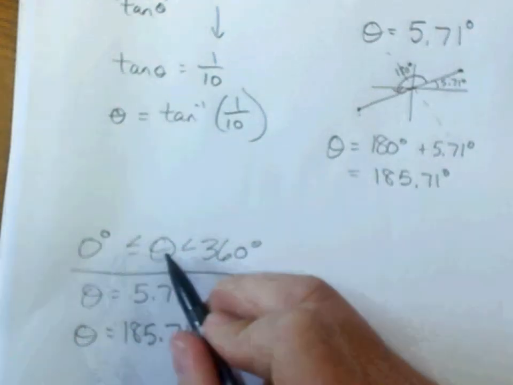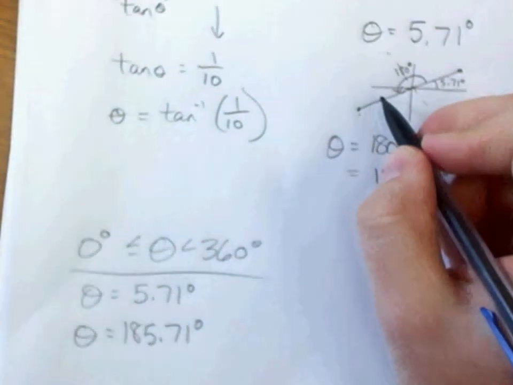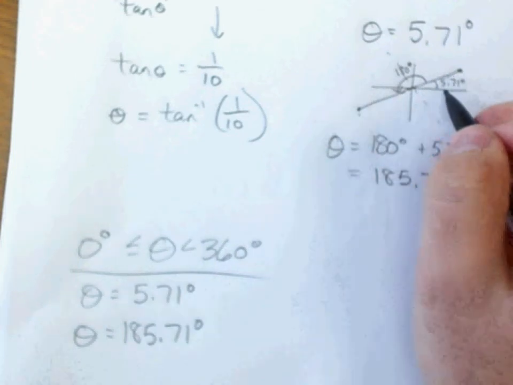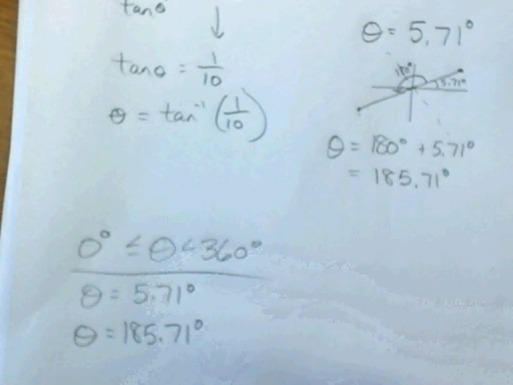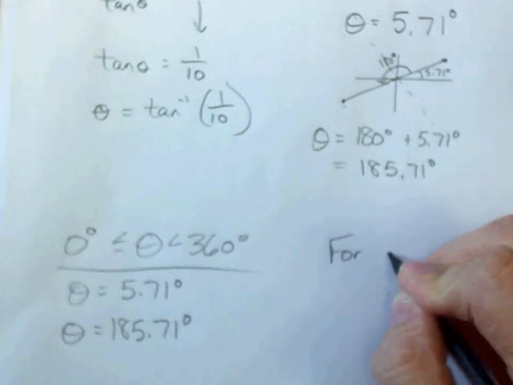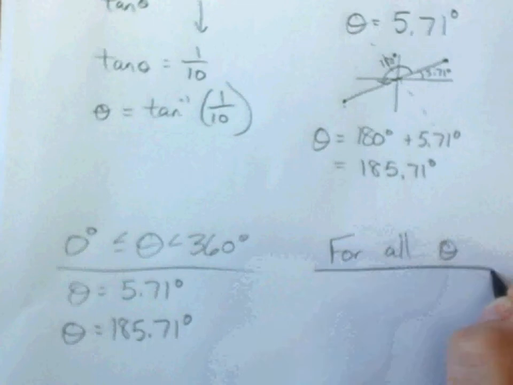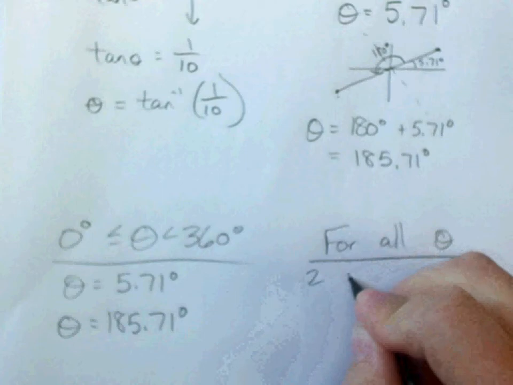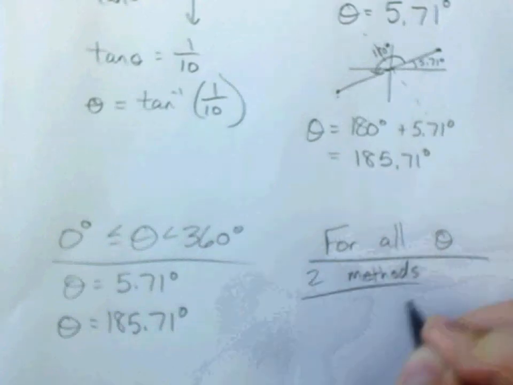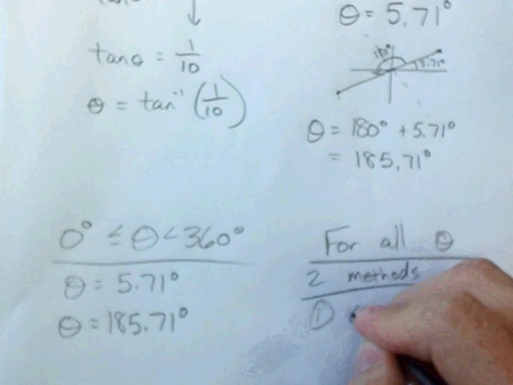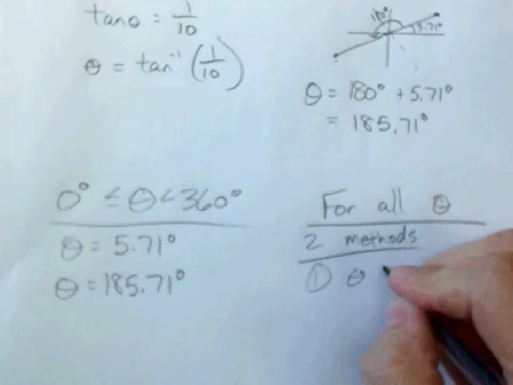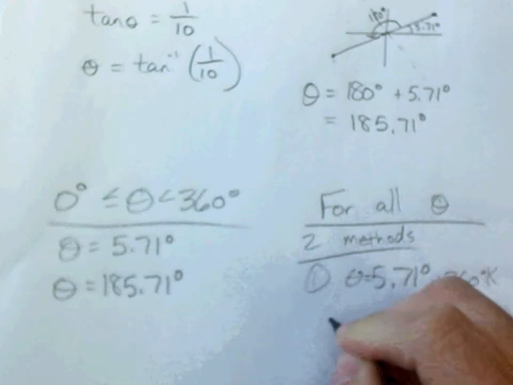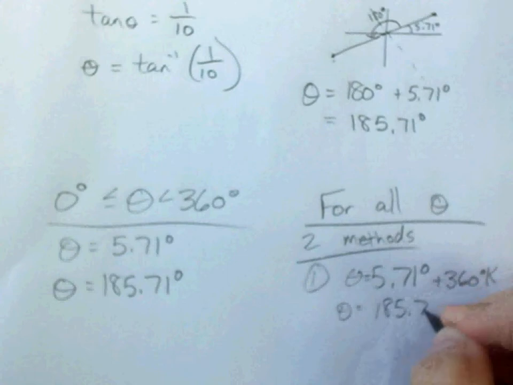If I went the other direction, I would have a negative angle. If I went around again, or if I ended up back over here, it is now greater than 360 degrees. Those are the only two that happen within one revolution. But when I ask for all values of theta, or all angles, there are an infinite number of solutions. So we have two methods when it comes to tangent. You could keep doing what we've been doing and just do 5.71 degrees plus 360k, and theta equals 185.71 degrees plus 360k.